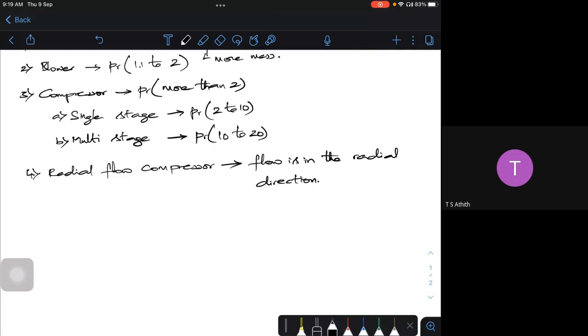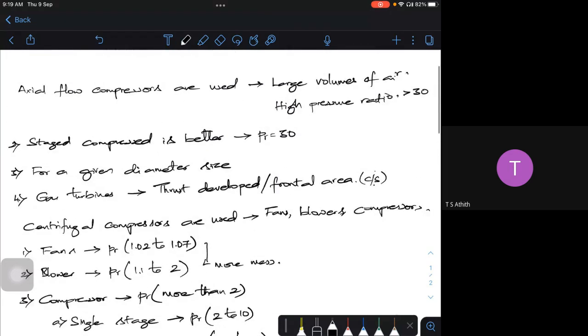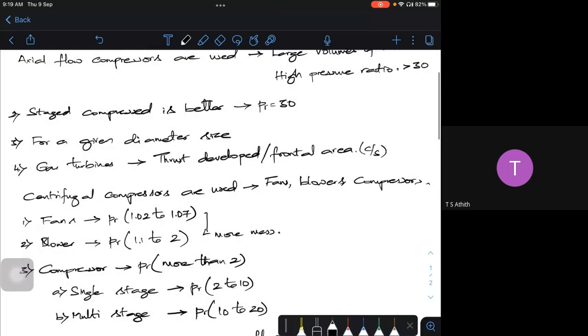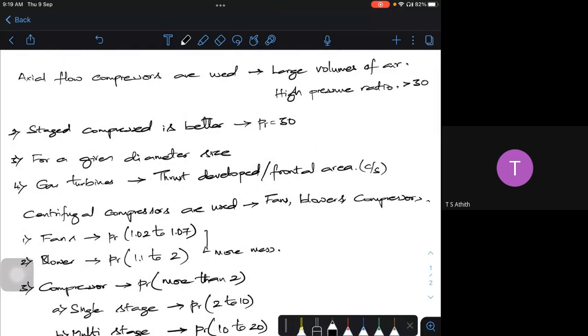And as I told, it handles a smaller mass flow rate and maybe a pressure ratio in and around 15 or 20, whatever it may be, at the max. That's it. So this is a simple description of your axial flow compressor and your centrifugal compressor.